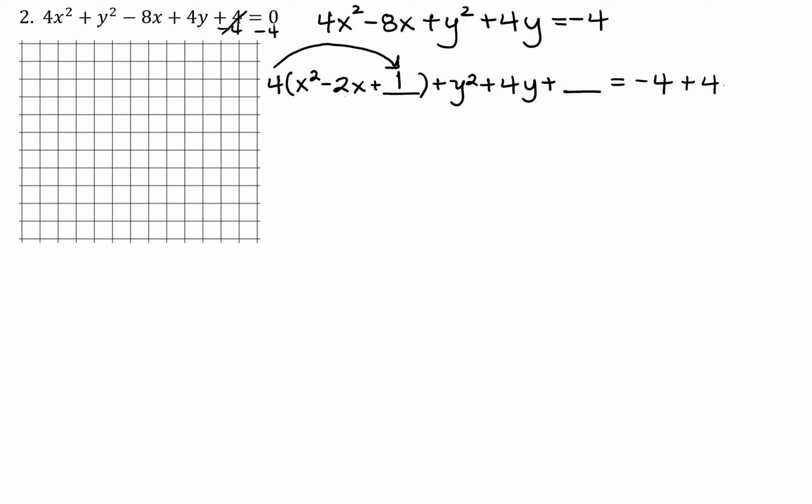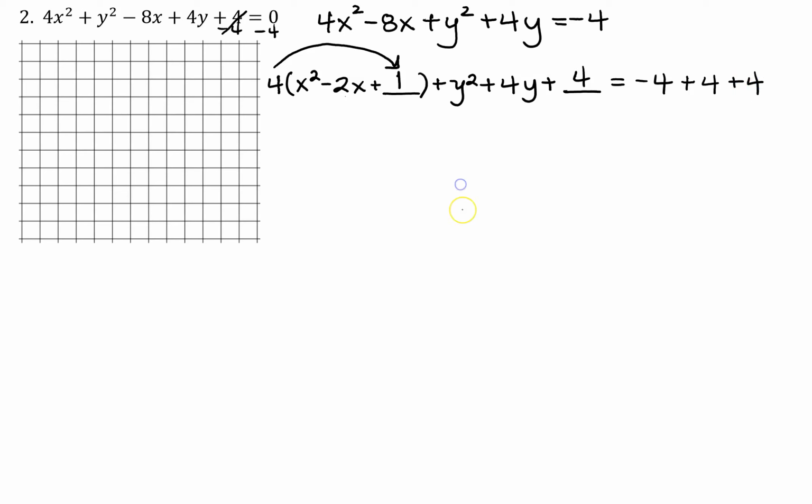Now to fill in the blank for the y variable, I take the number in front of y, which is a 4, I divide that by 2, and I square it. 4 divided by 2 is 2, and 2 squared is 4. And so we add 4 in that blank. When I add 4 to that blank, I'm really adding 4 to the left side of the equation, and so we need to add another 4 to the right side to account for that.